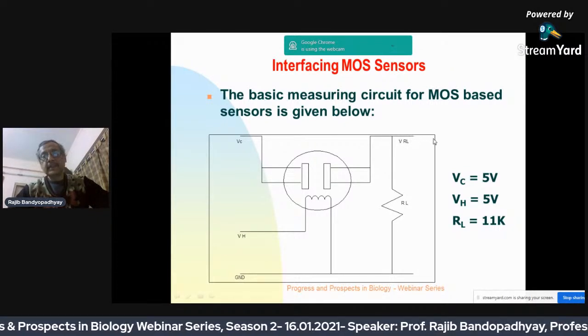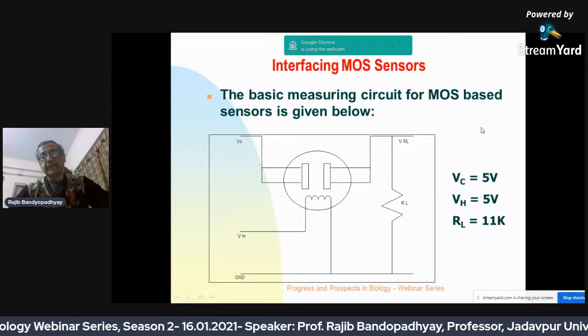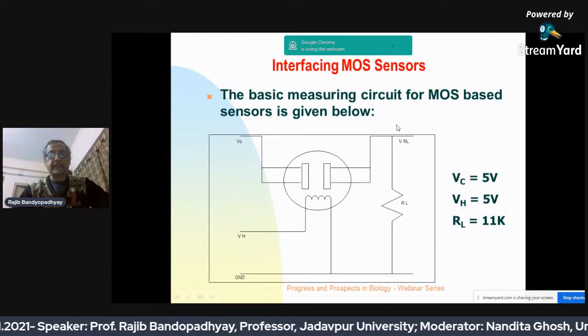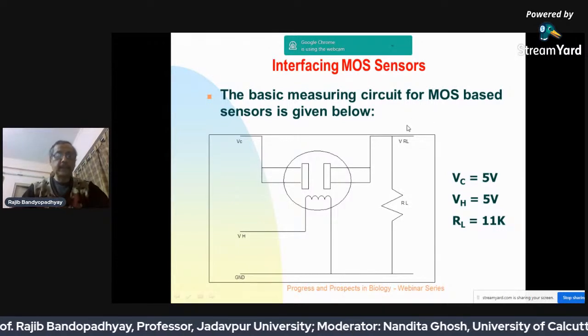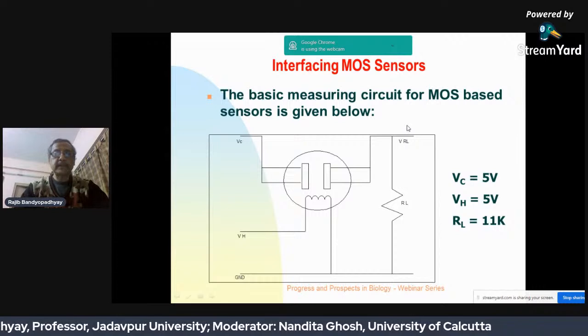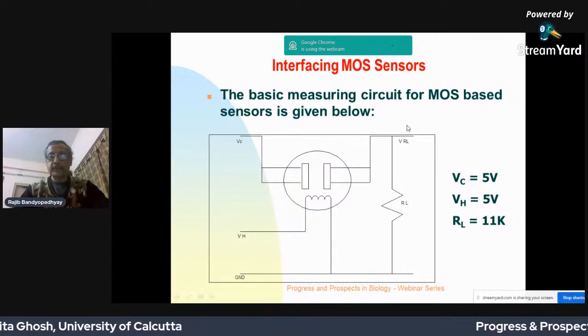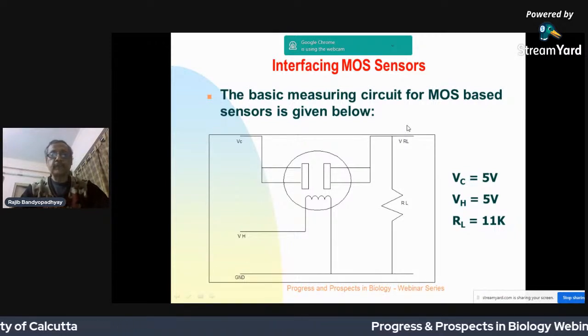So this voltage is connected directly to the computer with the help of some A to D converter, so we get the data from the sensor directly. So it's really a very easy way to connect a MOS sensor, and we regularly give this project to our undergraduate students for making an electronic nose with say 4 or 5 sensors. They buy them from the market.